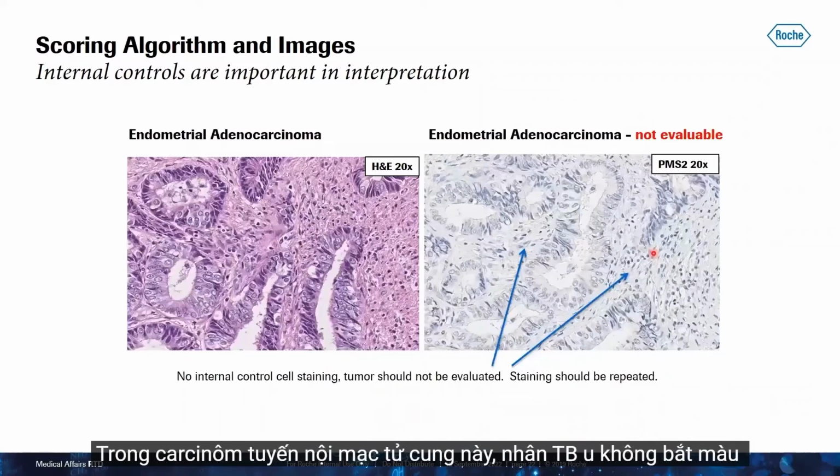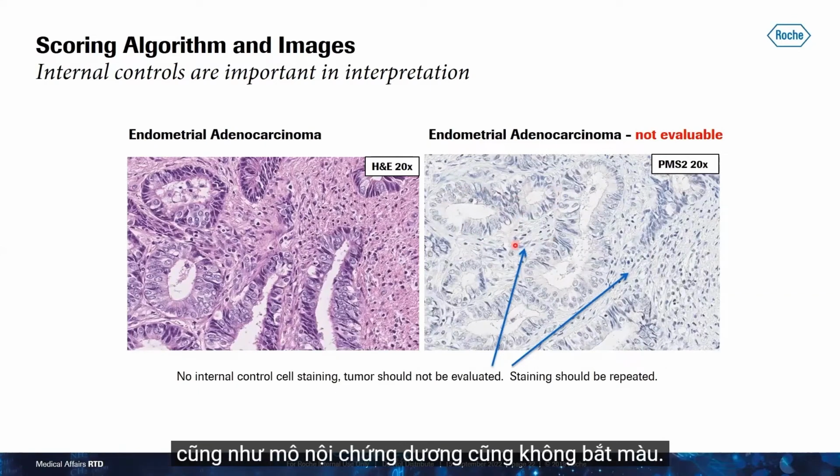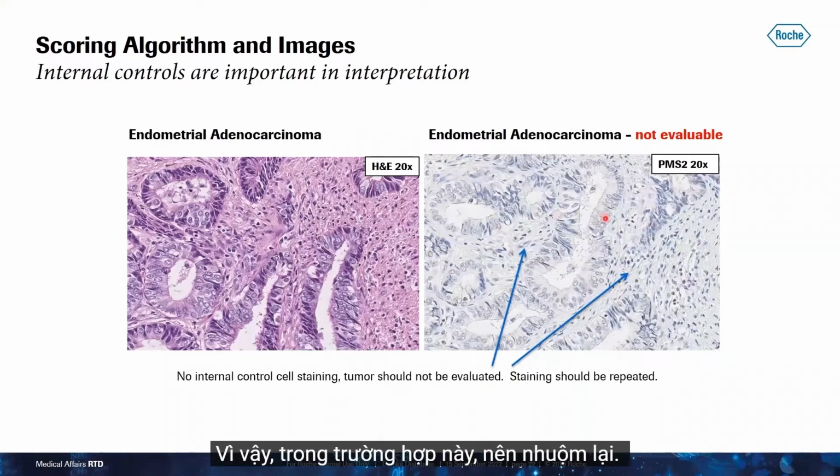In this endometrial adenocarcinoma, you can see that there is absence of tumor cell nuclei staining, along with absence also of stromal cell staining, which would serve as internal controls. And if this scenario is encountered where the internal control cells are not staining, the staining should be repeated, as this is a non-evaluable or invalid slide. So in this case, repeat staining is recommended.